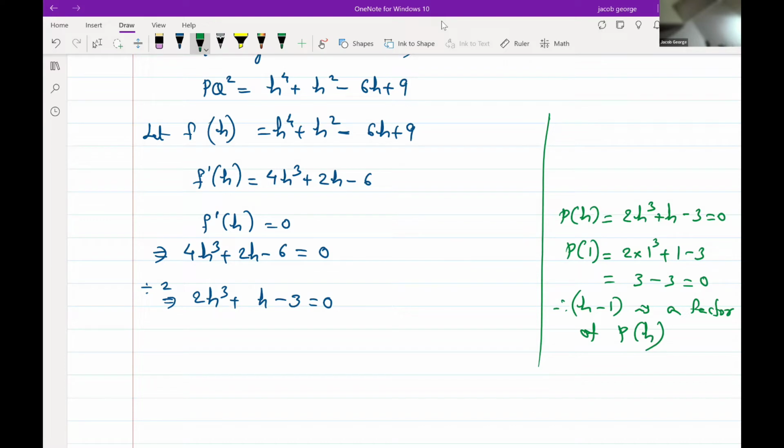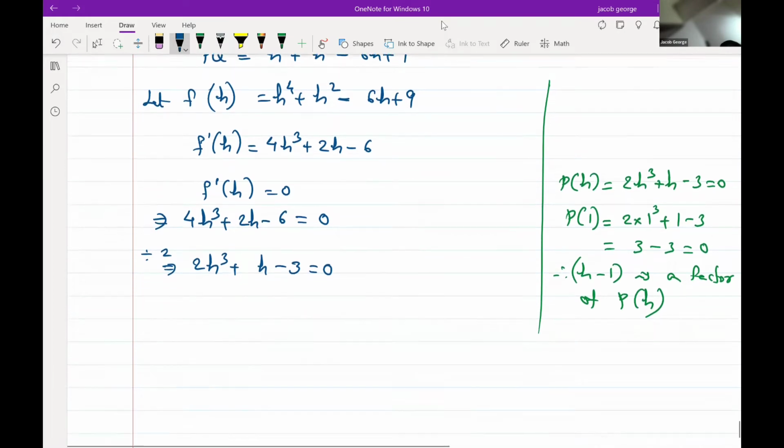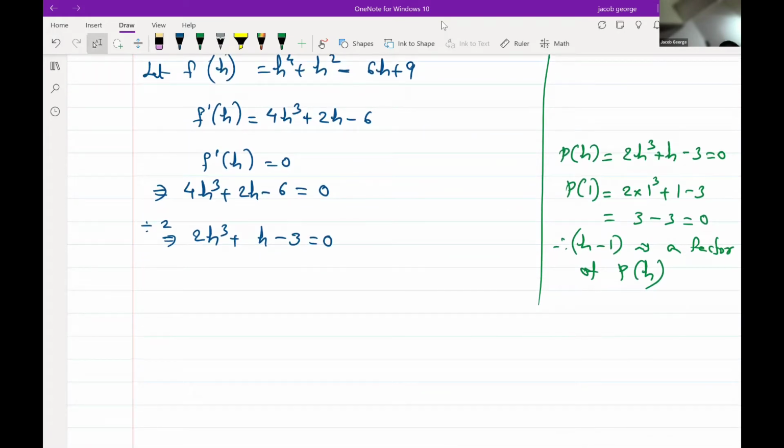And then what to do after finding one factor? How will you find out the remaining factors? We have to divide this polynomial by h minus 1. All of you please note down this calculation, the trial and error. We got p of 1 itself 0. In case p of 1 is not 0, we have to keep on substituting p of minus 1, p of 2, until we get one of them 0.